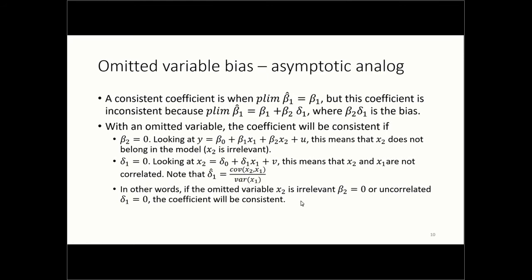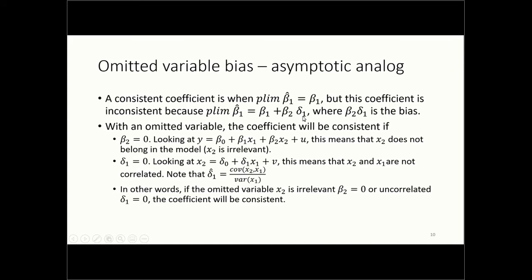So thinking about the asymptotic analog to omitted variable bias, what happens in large samples? We have a consistent coefficient when the probability limit of beta 1 hat equals beta 1. But this coefficient is inconsistent because the probability limit of beta 1 hat would be equal to beta 1 plus this expression, where this again is the bias.